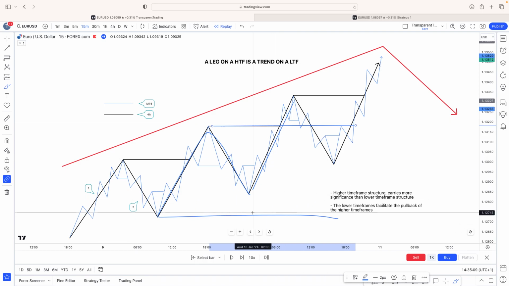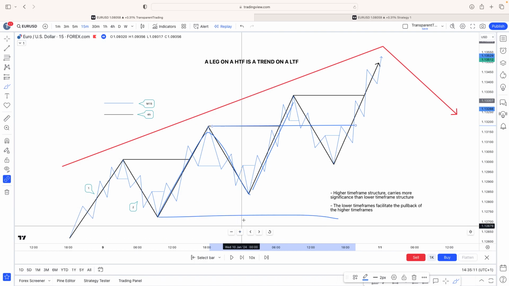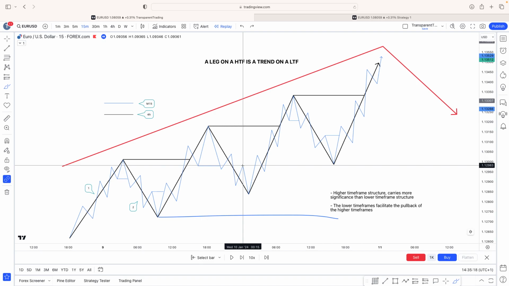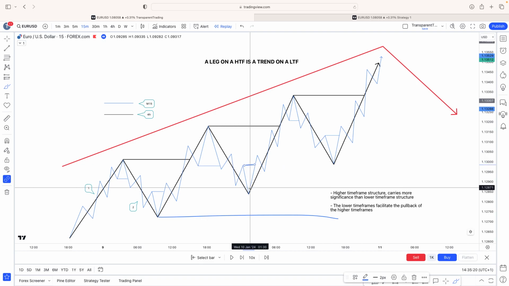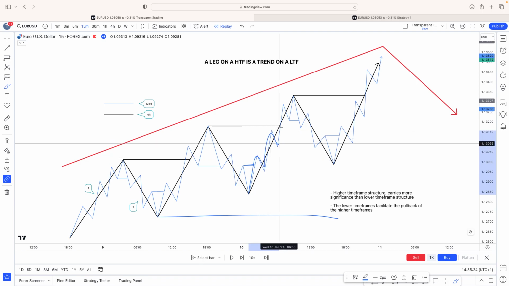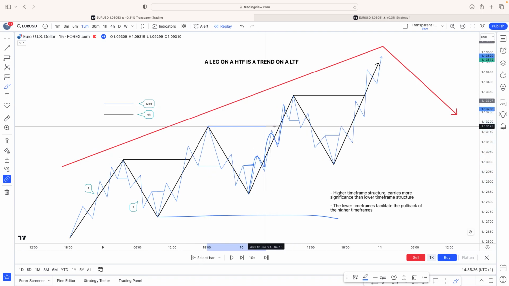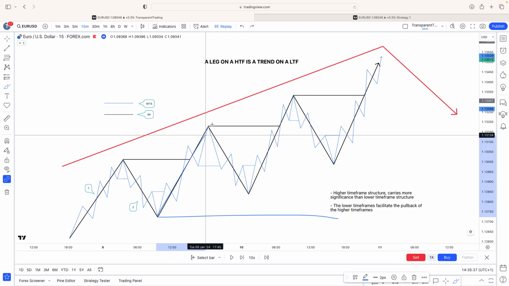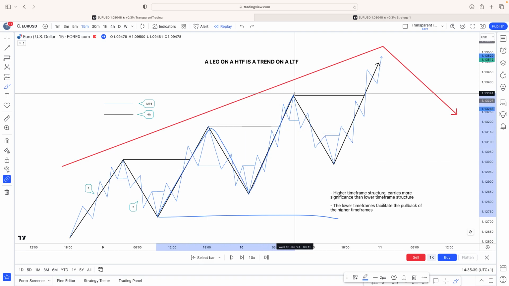If that's going to happen, and if the 4-hour structure is going to hold to target that weak high, then what must happen? The M15 structure must switch bullish, which it does here, to then facilitate the 4-hour impulse leg to the upside to target this 4-hour weak swing high, okay? And this is because the higher time frames carry more significance than the lower time frames. So we expect the 4-hour to impulse, correct, impulse, okay?